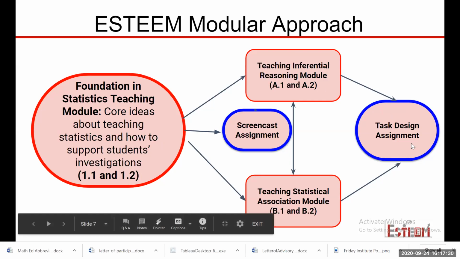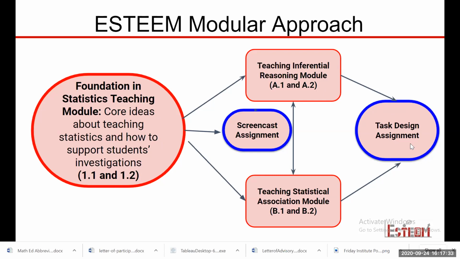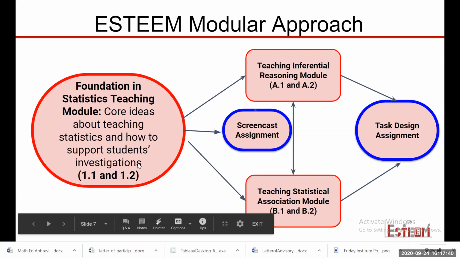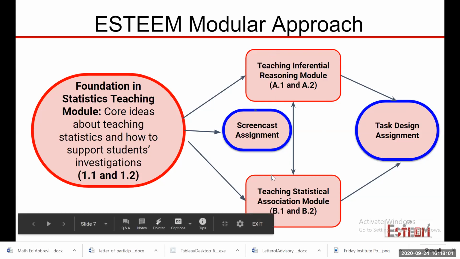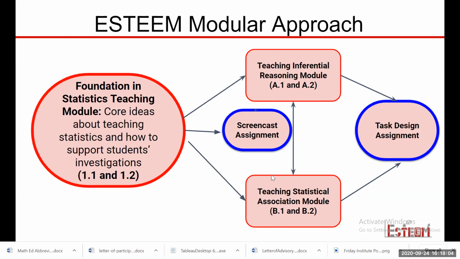The task design assignment, creating a lesson plan of teaching statistics, we personally do not feel that we've provided enough of a foundation in pedagogy in the foundation module for them to be quite ready to do a lesson plan. They need more than a week or two to be good at creating a stats lesson plan. So again, we're not saying you can't use it. Of course you can use it if you want to, but you might want to look into things in these other two modules that could be helpful in providing those foundations.